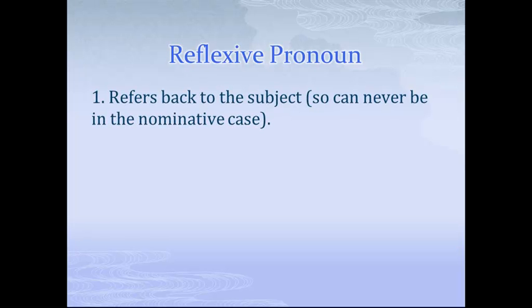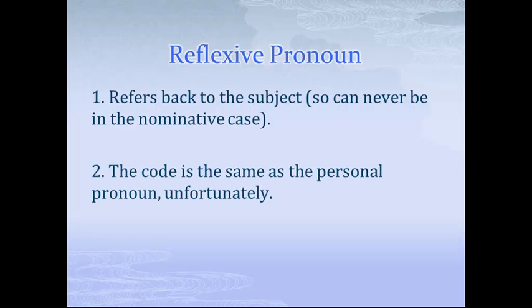Finally, the reflexive pronoun. The reflexive pronoun refers back to the subject. So like I said earlier, it's never in the nominative case because it's telling you about the subject. The code is the same as the personal pronoun. It's going to have an R, and it is going to have first person, second person, or third person because I can hit myself, you can hit yourself, and he can hit himself. So Mounts does put 1, 2, 3 after its code, depending on whether it's a first person reflexive, a second person reflexive, or a third person reflexive.